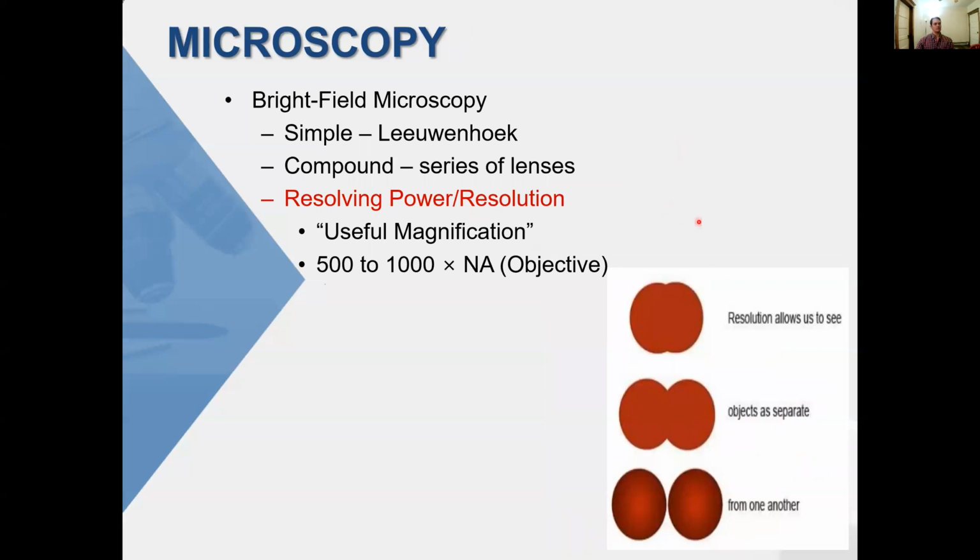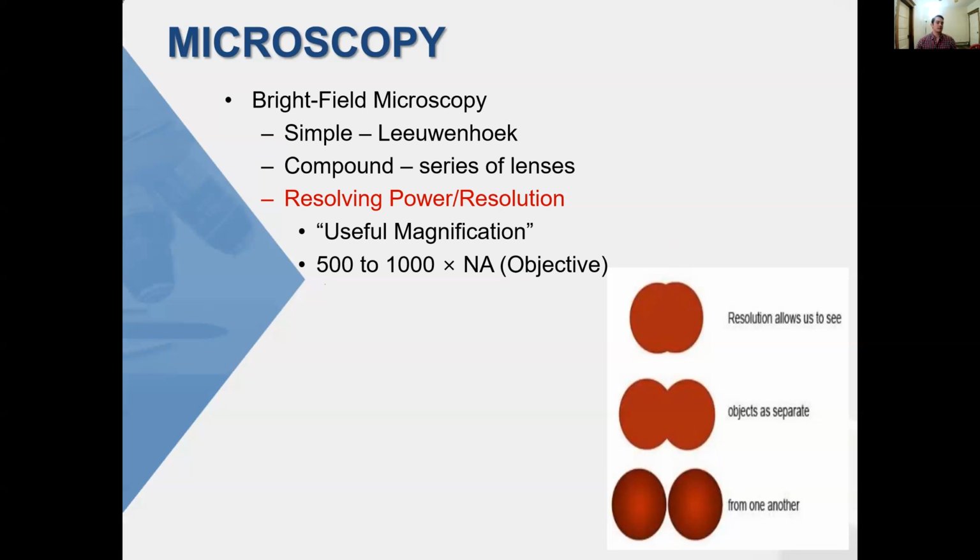Then we will be talking obviously now about resolving power or resolution. So what is the resolution of a microscope? Well, the resolution of an optical microscope is defined as the shortest distance between 2 points on a specimen that can still be distinguished by an observer or camera system as separate entities. So essentially, what is the distance that you can still see two things as two things, where they don't meld together as one blob? You can see here, the resolution allows us to see these objects here as separate from one another.